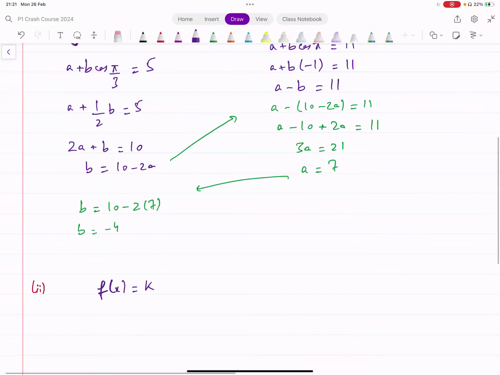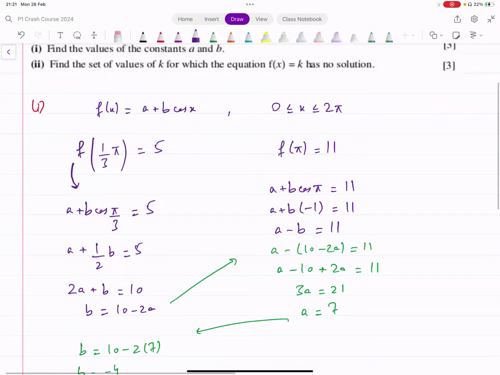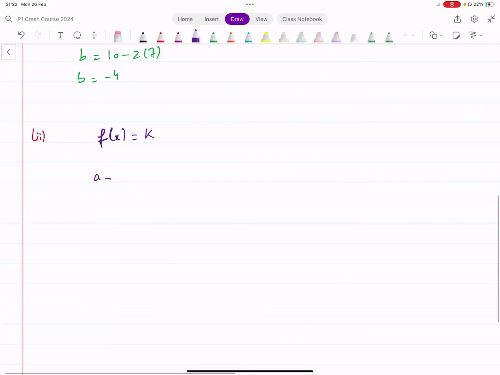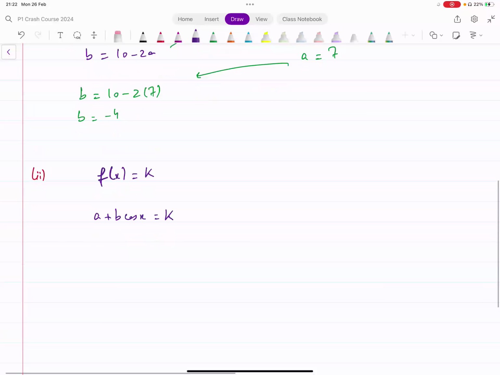Now, what's f of x? We already have the values of A and B now. So A plus B cos x. Let me just write that here first. A plus B cos x equals K. The value of A is 7. So we have 7 minus 4 cos of x equals K. What are the possible values of K for which we do not have any solution?